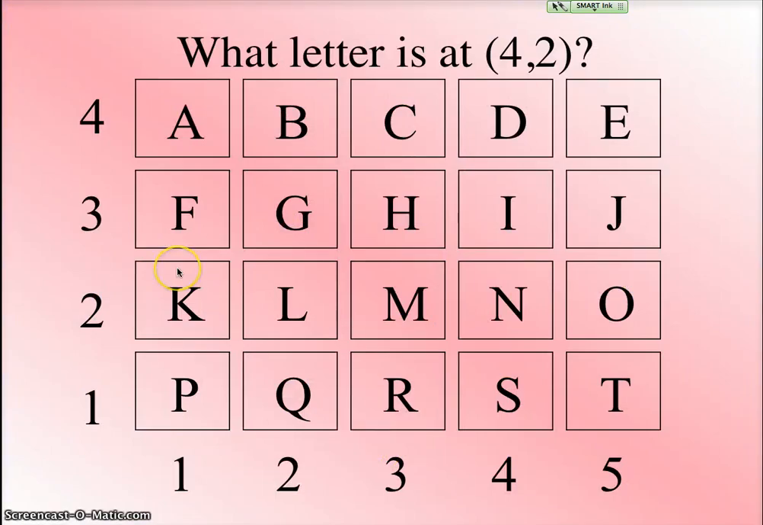Now, when I ask what letter is 4, 2, most of you will say N. That's the correct answer. If you said B, it's because you went up 4, to the right 2, instead of to the right 4, and then up 2.